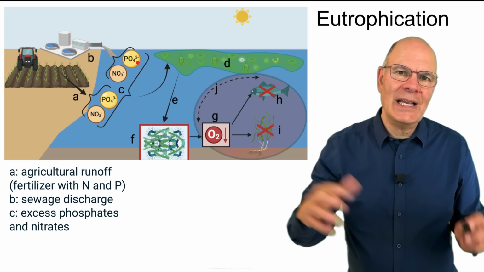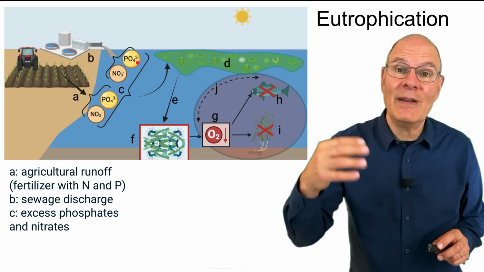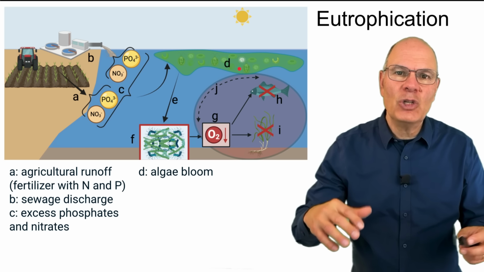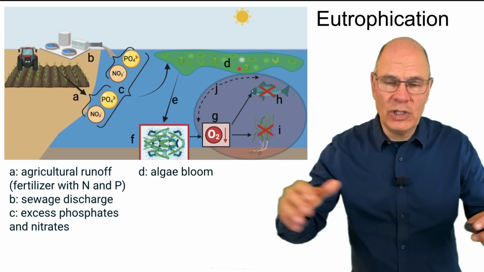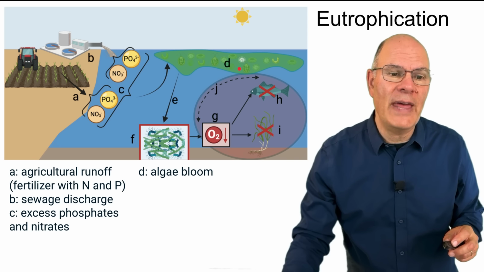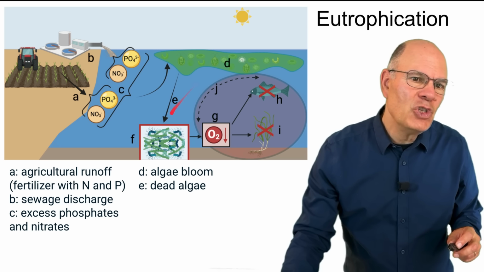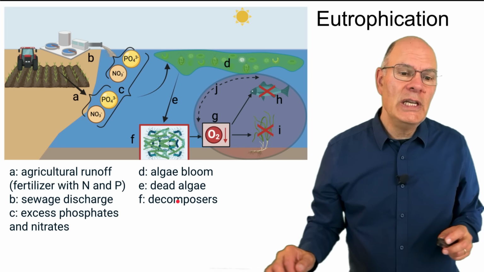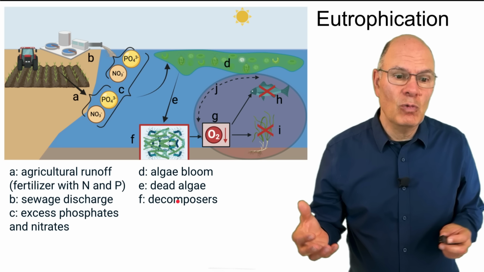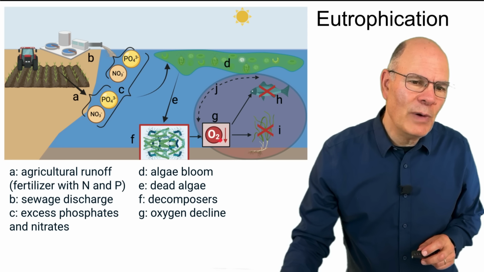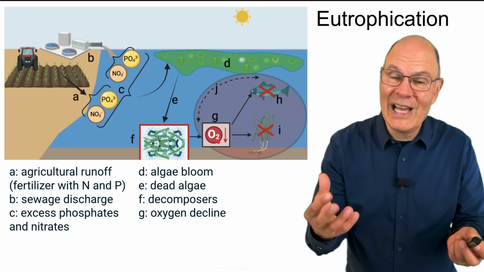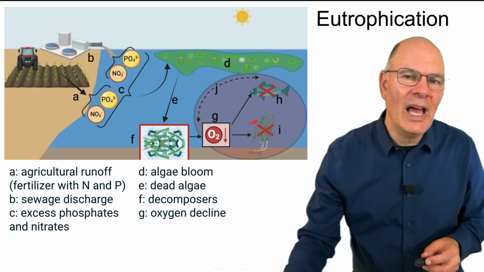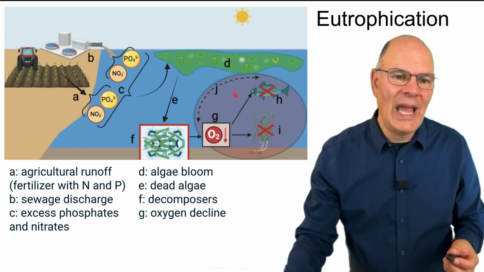That excess nitrate, that excess phosphate, removes a limiting factor on the growth of algae, shown at letter D, and that creates an algae bloom, excessive growth of algae, which is going to be floating on the surface of that body of water. When those algae die, their remains fall to decomposers, and those decomposers carry out cellular respiration. And that cellular respiration winds up consuming oxygen because that's what cellular respiration does, and that leads to oxygen decline in this area that's adjacent to the algae bloom.